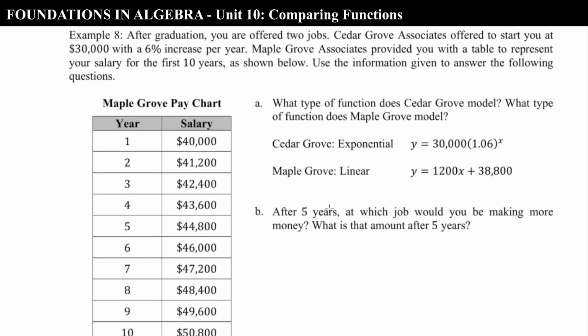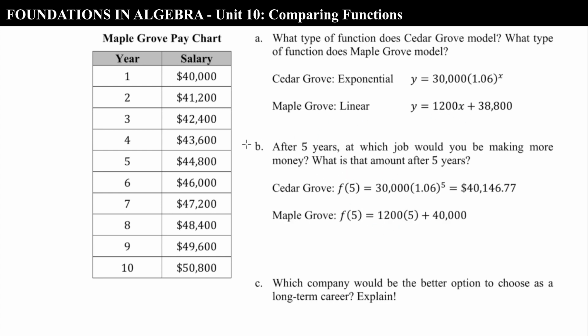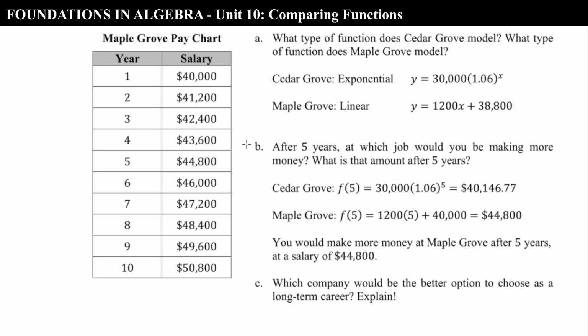After 5 years, at which job would you be making more money? Well, now we can just take the two models that we've created and plug in 5 for x on our exponential model for Cedar Grove, and that gives us $40,146.77. And then the same for Maple Grove. We're going to plug in 5 for our x, and that gives us a value of $44,800. So after 5 years, you will be making more money at Maple Grove.